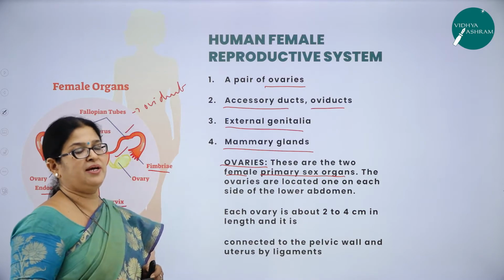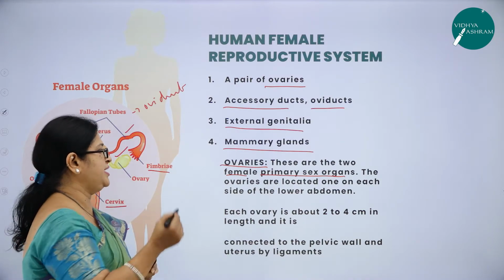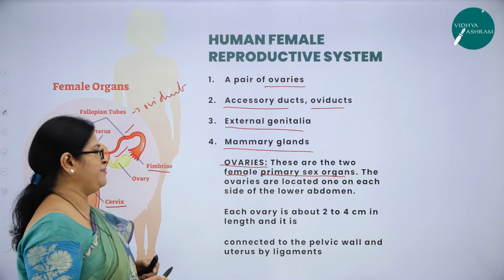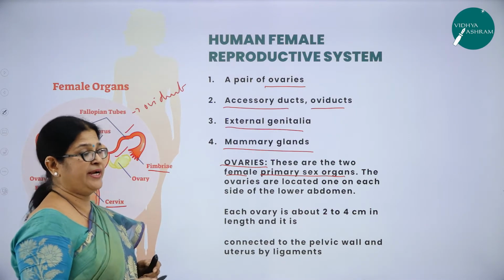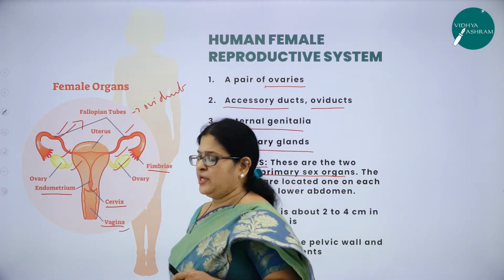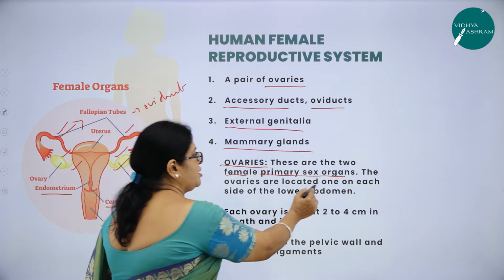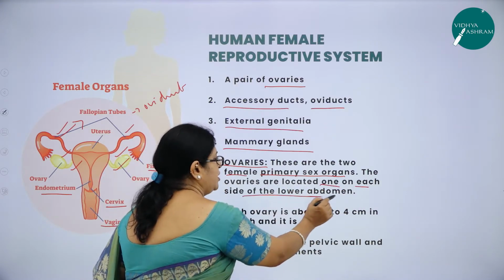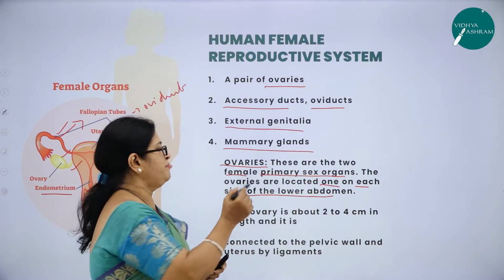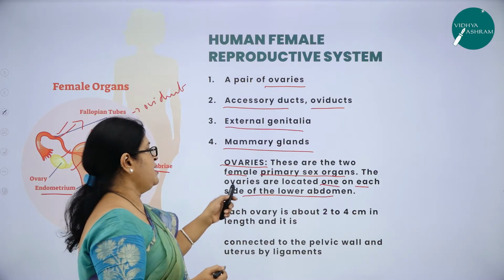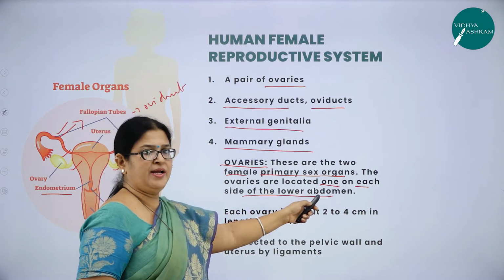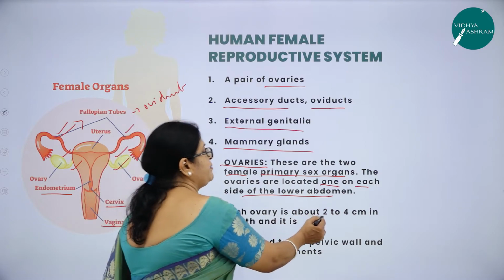Their counterpart, the testes, is the male primary sex organ. Here the ovaries are the two very important female primary sex organs. Where are they located? Here you can see the location of the two ovaries. The ovaries are located one on each side of the lower abdomen. So a pair of ovaries constitutes the primary sex organs in the female, and each ovary measures what?